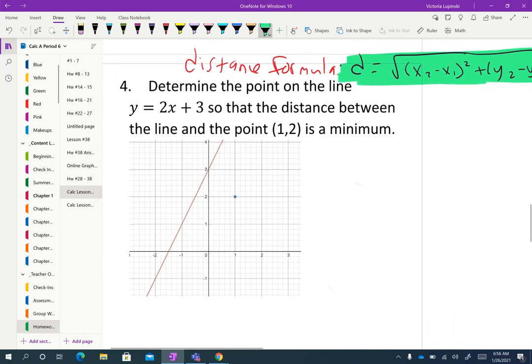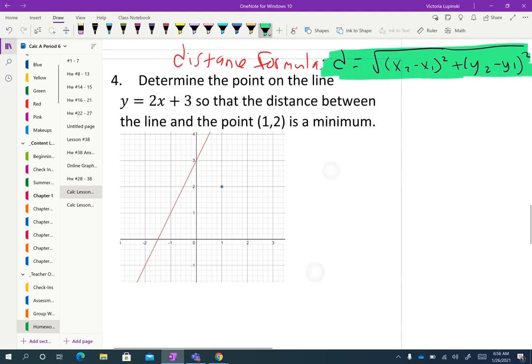So now let's take a look at what it is we're actually being asked to find here. Determine the point on the line y equals 2x plus 3 so the distance between the line and the point (1, 2) is a minimum. So now we're trying to minimize something as opposed to maximizing something. But again, the derivative is what's going to allow us to do so.